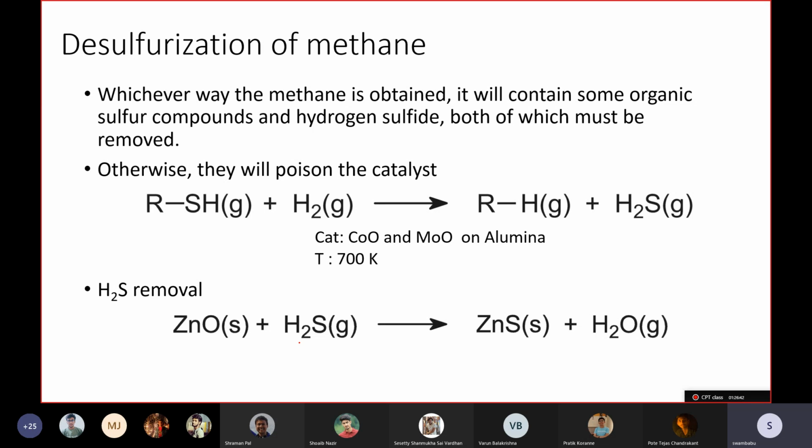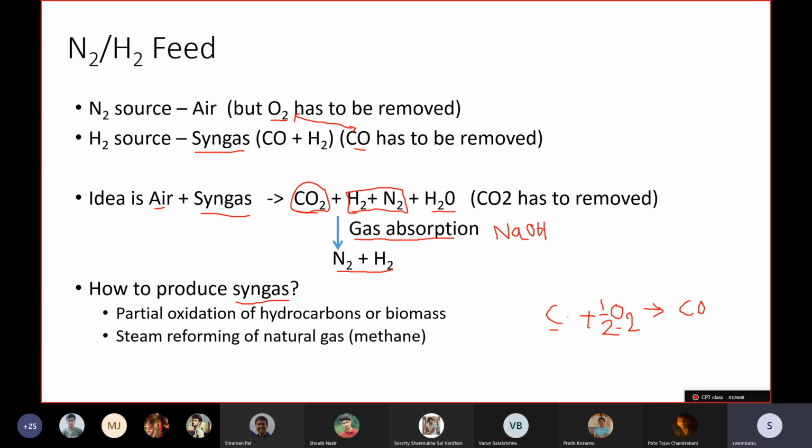Little details. Most often they combine both. Although this is one method, most often for producing syngas, they will do steam reforming, and they will also do the partial oxidation. Both are being carried out. Why are they carried out?